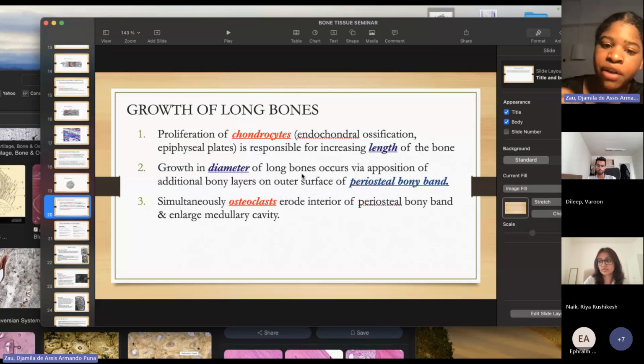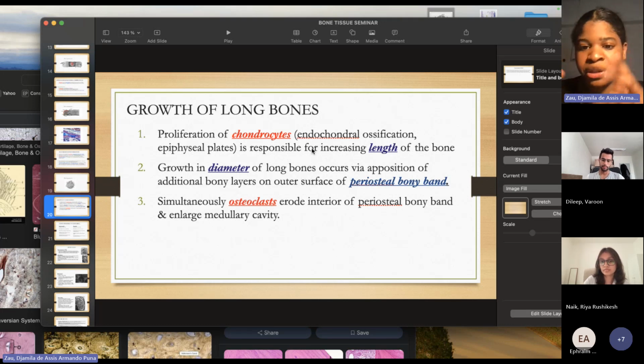Simultaneously, you're going to have osteoclasts that are eroding the interior of the periosteal bony band and enlarging the medullary cavity. This is just theory that you guys are going to have to know, that they might ask you. You will not be seeing this in your slides, but know that this is how long bones grow. Length is through the proliferation of chondrocytes, and in diameter, it's via apposition into the periosteal bony band. Just remember these two: diameter, periosteal bony band; length, proliferation of chondrocytes.